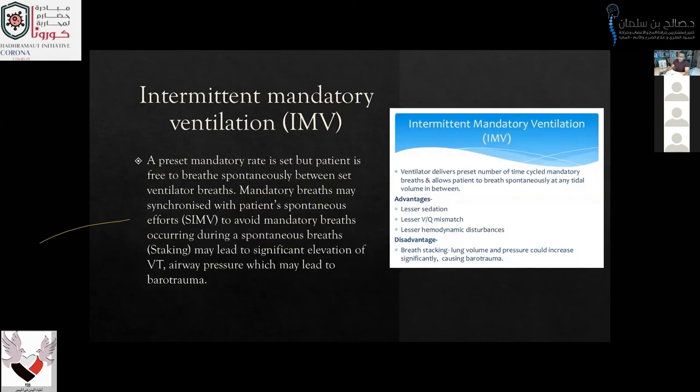Intermittent mandatory ventilation: a preset mandatory rate is set, but the patient is free to breathe spontaneously between the set ventilator breaths. The mandatory breath may synchronize with the patient's spontaneous effort in SIMV to avoid a mandatory breath occurring during a spontaneous breath, which is called breath stacking. It may lead to significant elevation of the tidal volume or airway pressure, which may lead to barotrauma and pneumothorax. It's very dangerous.